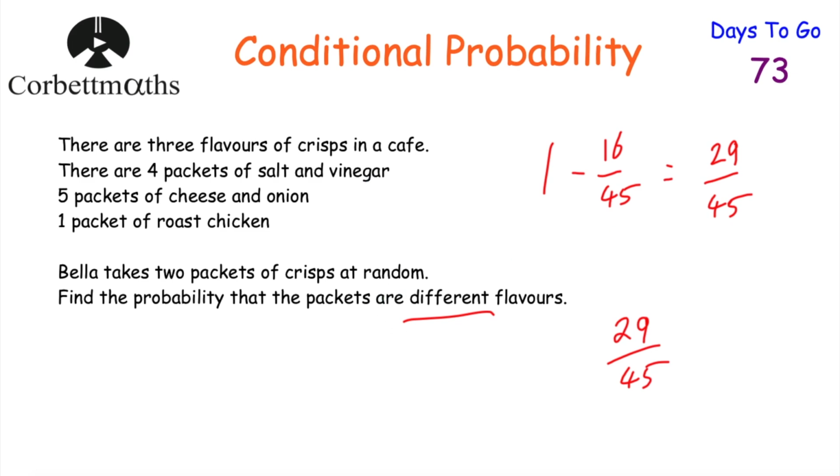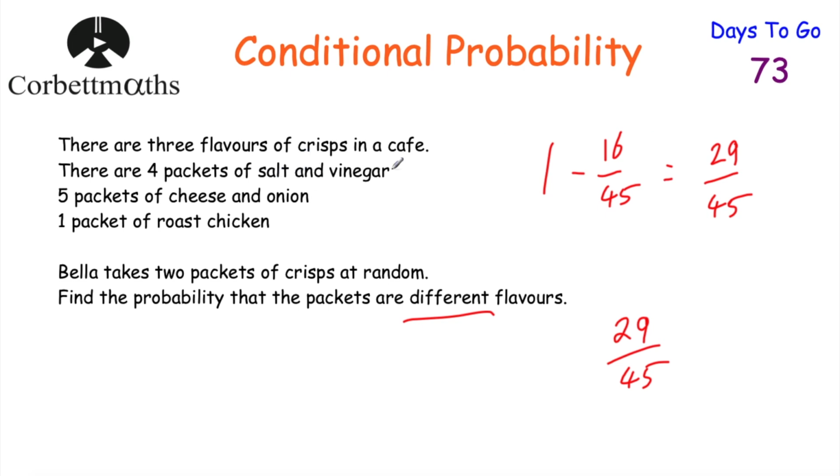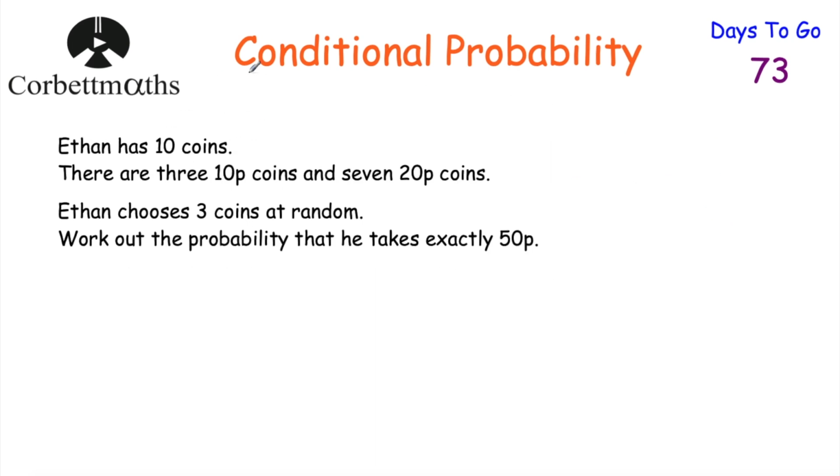are the same flavour, like we just did, which was 16/45. So that was the salt and vinegar and cheese and onion. We couldn't do roast chicken because that would be 0. And I would just then find that and take that away from 1, and then that would tell me the probability that the flavours would be different, and that's it. Okay, let's have a look at one last question.